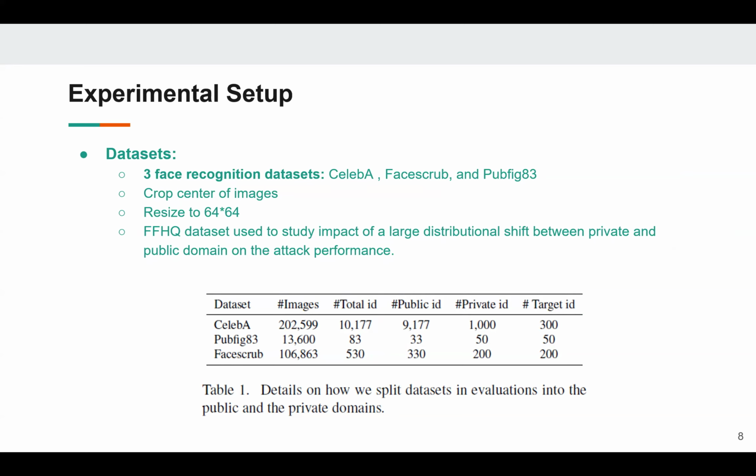To study the impact of a large distributional shift between the private and public domain on the attack performance, they use the FFHQ dataset as their public domain to train the GAN and the aforementioned three datasets as the private domains.